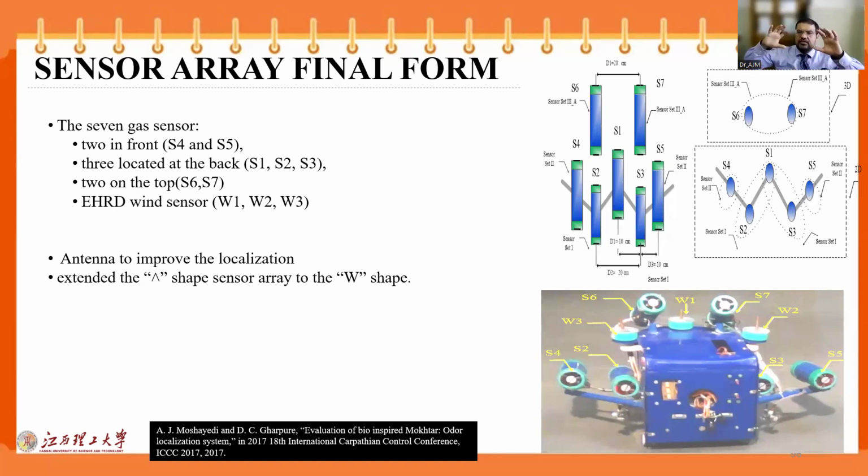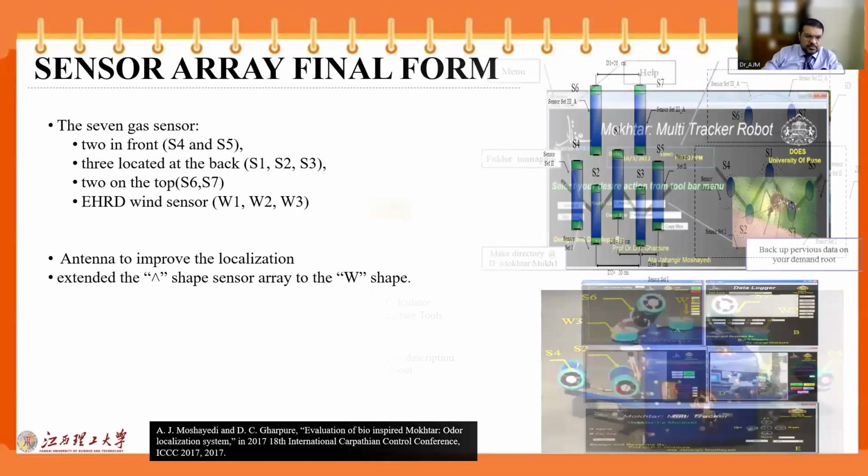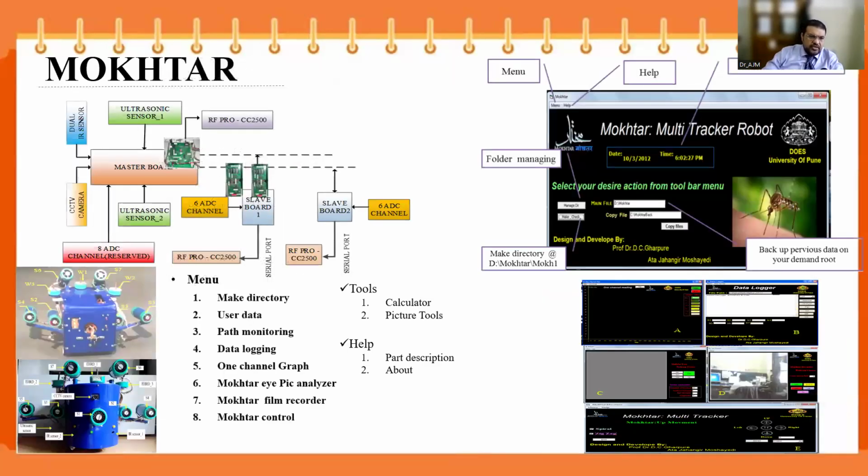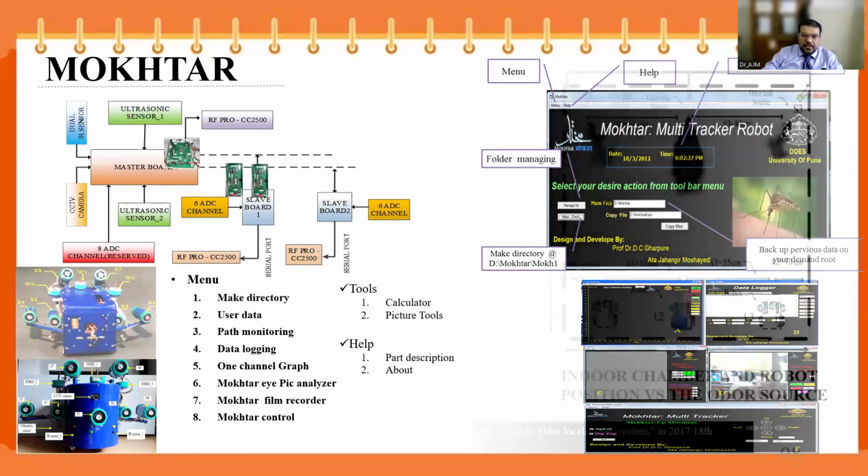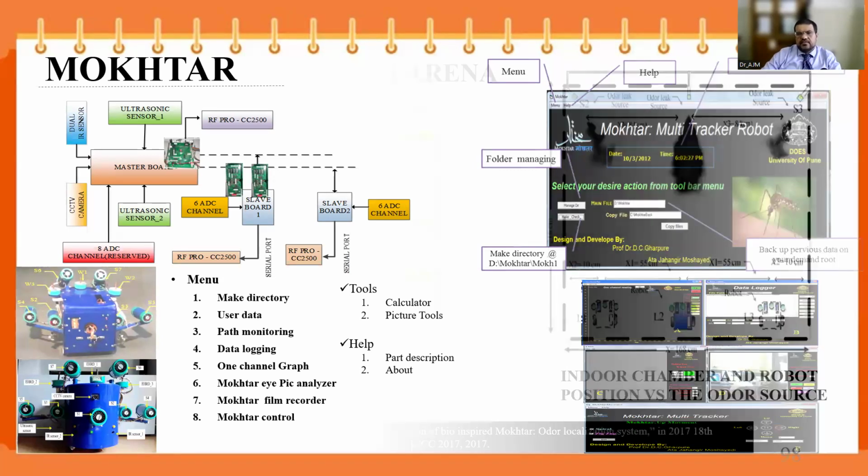The combination of all these things that I told you: one is infotaxis about the gas Gaussian process. One is the sniffing behavior of the dog and mouse. Next is the wind direction, which most will follow. All of them we put inside my robot, and this platform we call Mukhtar. It also has a camera, and it has a GUI with which you can log the data and compare the data.